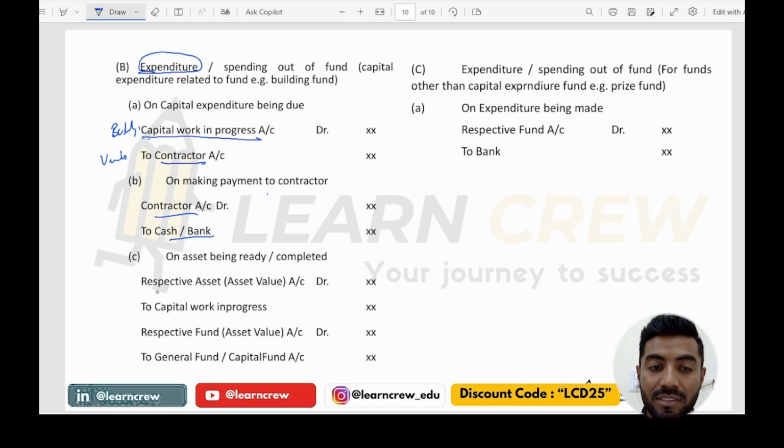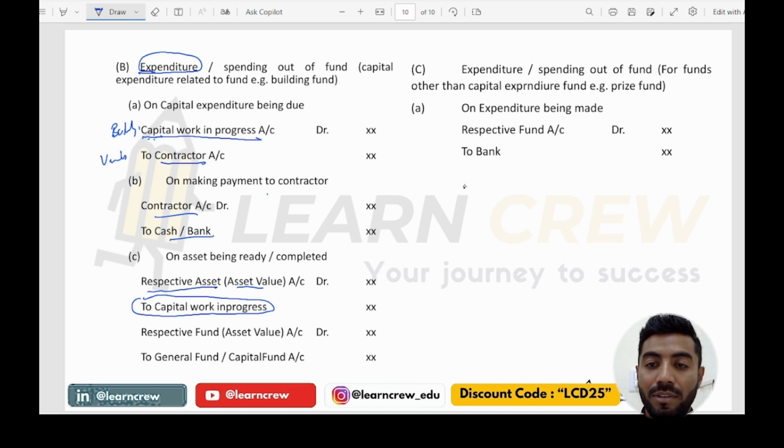When it is ready, what will happen? The capital work in progress account was debited initially. Now we'll have to credit that and debit the asset account. Whatever the asset, plant and machinery or building, debit the respective asset account at the value. Then after all of this, there will be some balance in the fund.